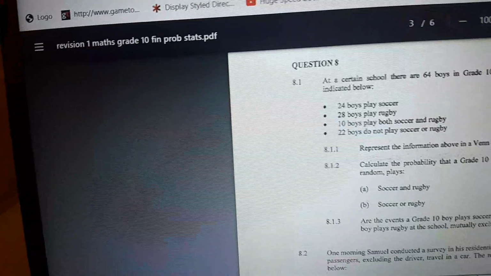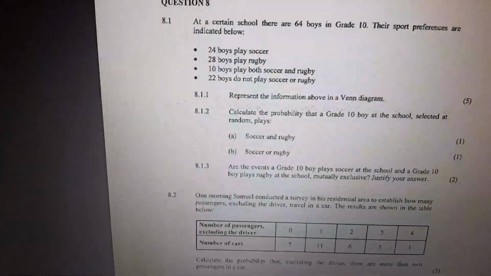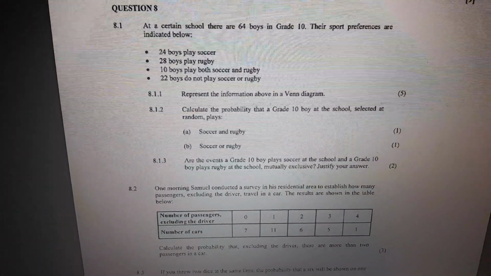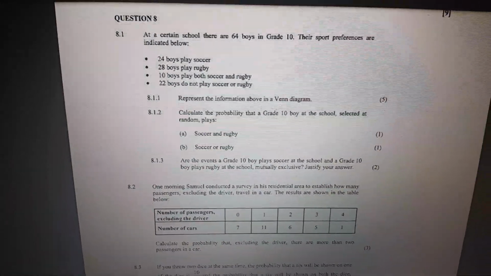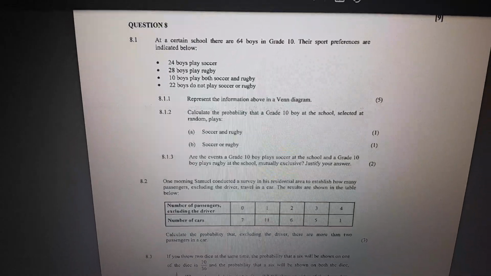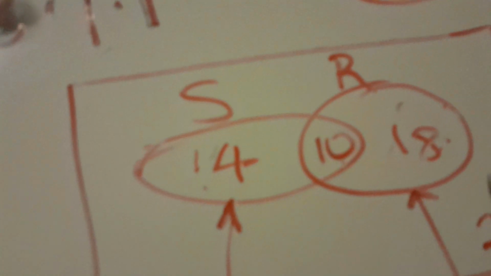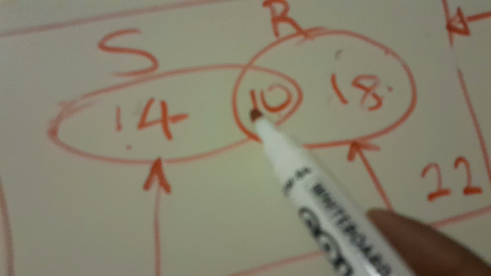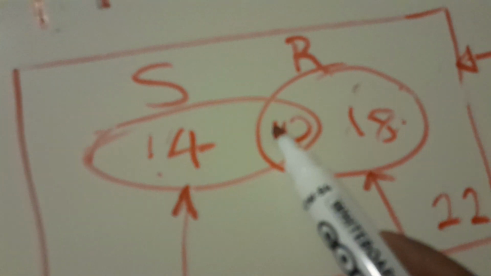Then the next one is calculate the probability that a grade 10 boy at the school selected at random plays soccer and rugby. Now, soccer and rugby, both, we said they are 10, isn't it? They are 10.